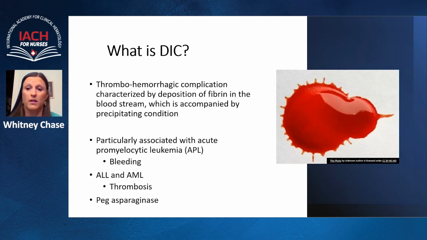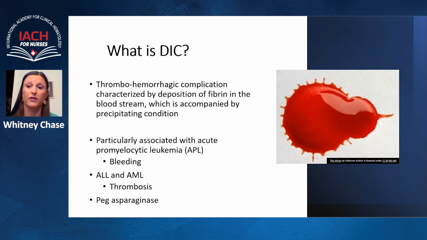So thrombin and fibrin result in clot formation, and these clotting factors are consumed due to continued inappropriate clotting, and as a result, we can see bleeding. Platelets may also become trapped and consumed in this process. In acute leukemias, DIC is particularly prevalent in acute promyelocytic leukemia, and is present in up to 100% of patients, kind of depending on what you read.